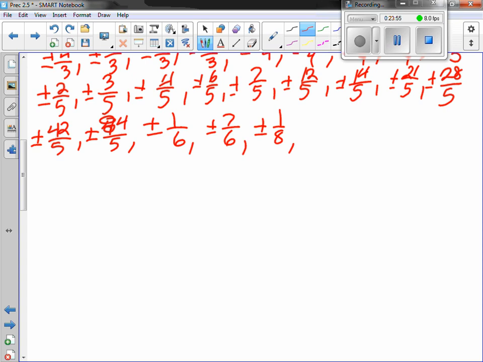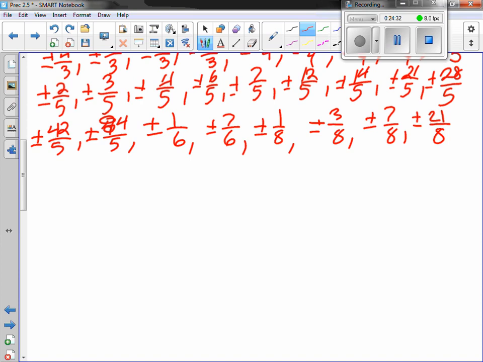Now we have 1/8. 2/8 is 1/4. But we don't have 3/8. 4/8 is a half. 6/8 is 3/4. We don't have 7/8. 12/8 should reduce. 14/8 should reduce. But 21/8 will not, because 21 is 3 and 7. 3 and 7 aren't factors. There's no common factors with 8.